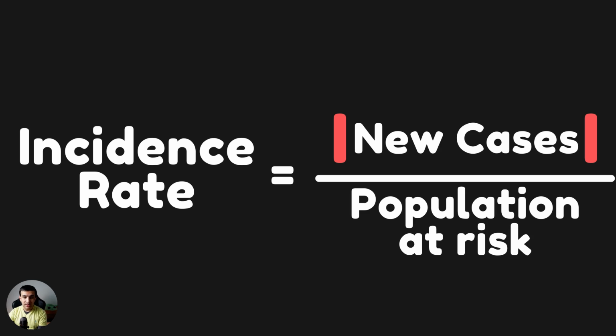Now let's talk about incidence rate. Incidence rate is new cases by population at risk. New cases, I put it into modulus, and I'll explain what that means in the next slide. But I want you to remember new cases and population at risk.